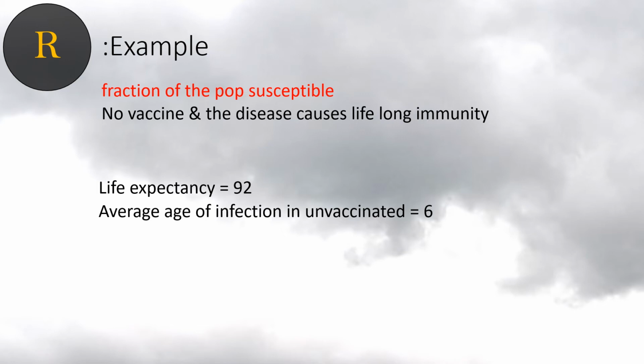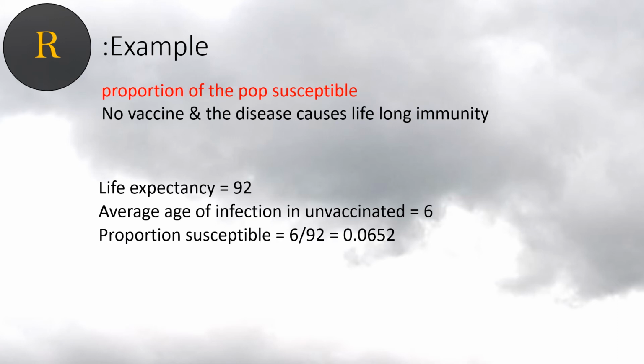Let's say in this example, in this population, and by the way, in this population we're assuming there is no vaccine and the disease causes lifelong immunity. Now this is important. It causes lifelong immunity. So once you've got it, you're not going to get it again. So, life expectancy is up to 92. And the average age of infection in the unvaccinated is 6, meaning the average individual is going to be immune from 6 years old. Correct? So, the only proportion of the population that is actually able to be infected are the under 6-year-olds.